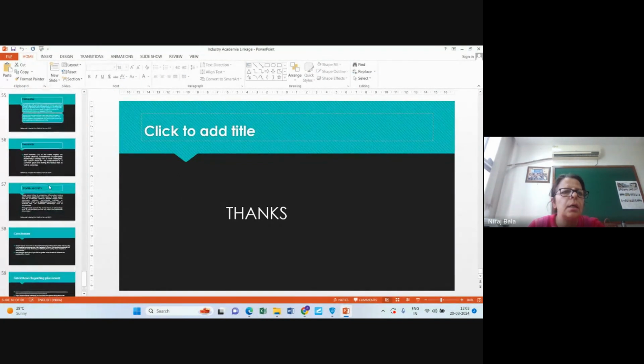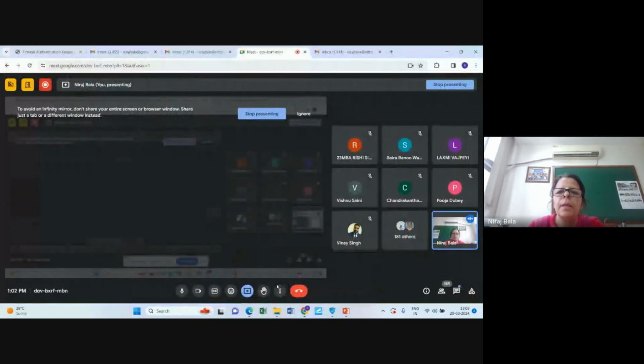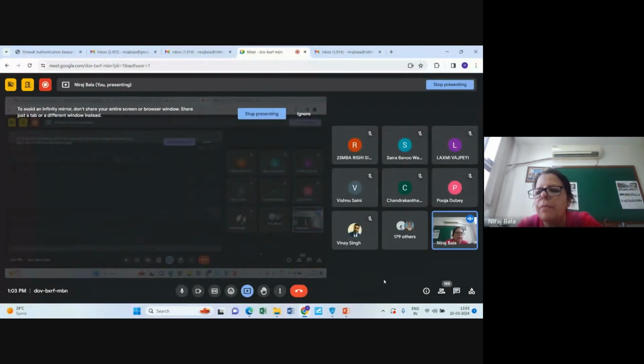So I think I will skip this last part, how you can use IPR as a tool for technology transfer from academics and institutes to industry. In the last 5-6 minutes, if anybody wants to give their inputs from their side, we can have them. We have already got some inputs. Any institute which has an industry institute interaction cell, do you have a dedicated cell which is looking for collaborations with the industry?